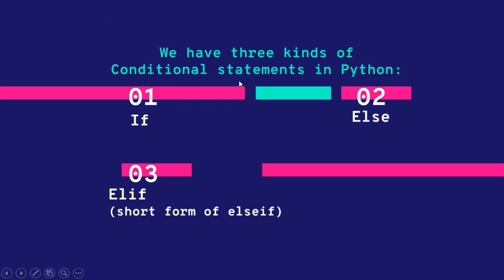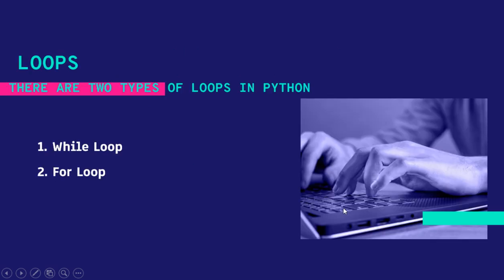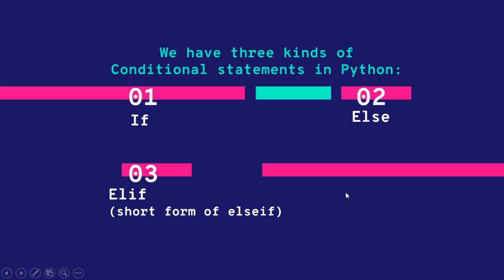So in Python we have 3 kinds of conditional statements. We have if, else, and elif. Elif is just the short form of else if. Okay. So I want to do some demonstrations. Let's head over to VS Code and have some demonstrations.